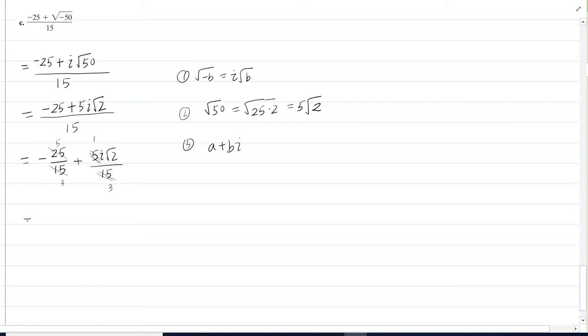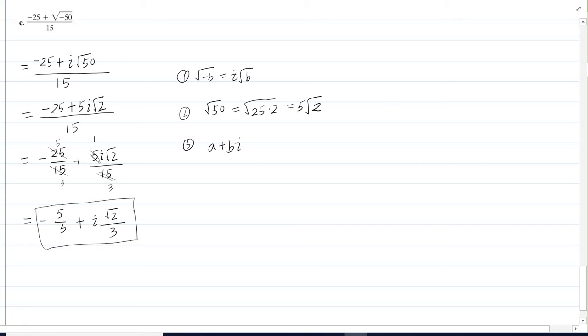So now I write the final answer. That will be -5 over 3 plus, we're going to write i at front because we're dealing with square root. And then we have square root of 2 over 3. So that is our final answer.